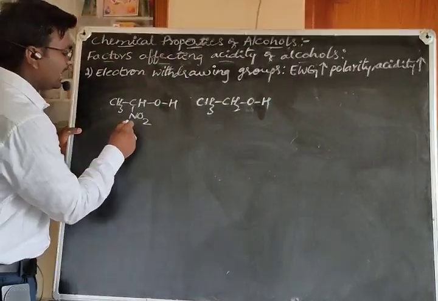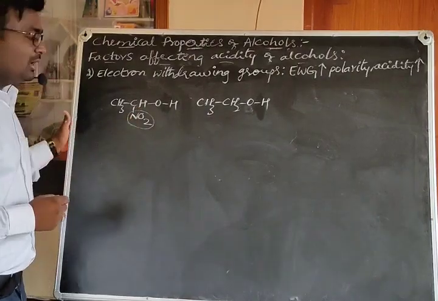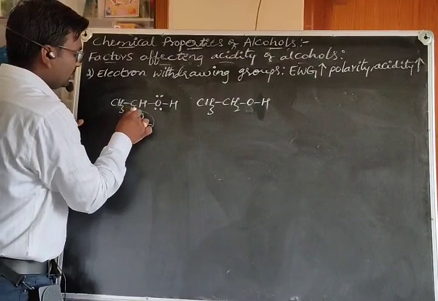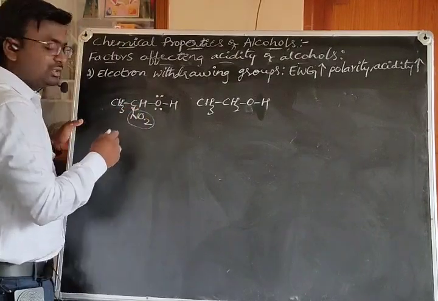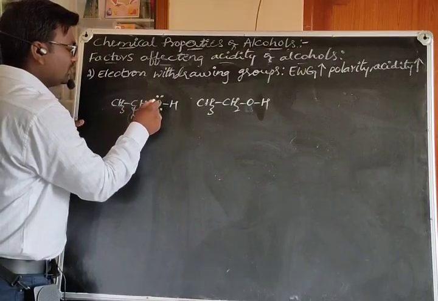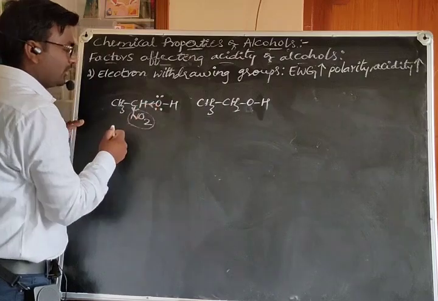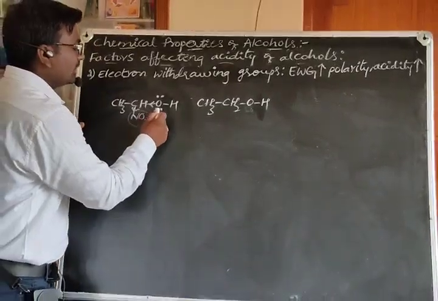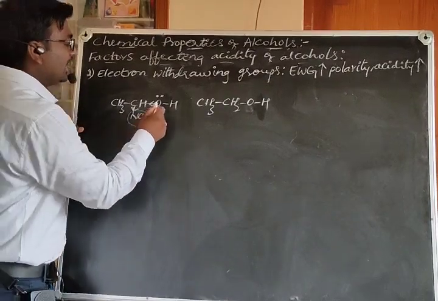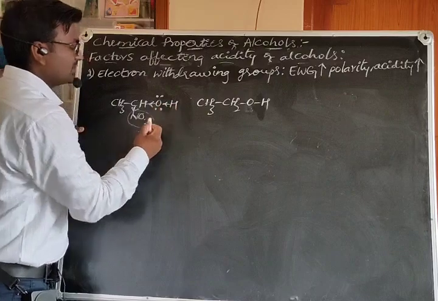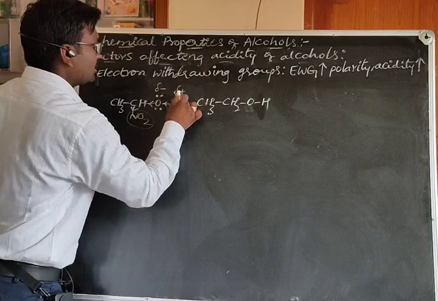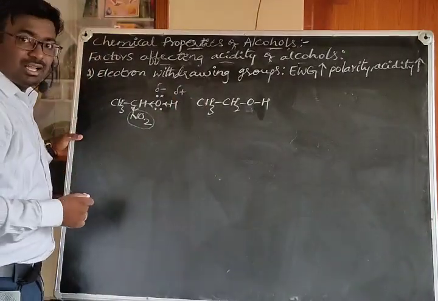Here we have an electron withdrawing group, which will pull the electrons from this carbon. Now this carbon is electron deficient, so it will try to pull the electrons from this oxygen. Now it is making less electron density on this oxygen, hence it has to gain electrons from this OH bond again. Now it is increasing the polarity of this OH bond, therefore acidity also increases.